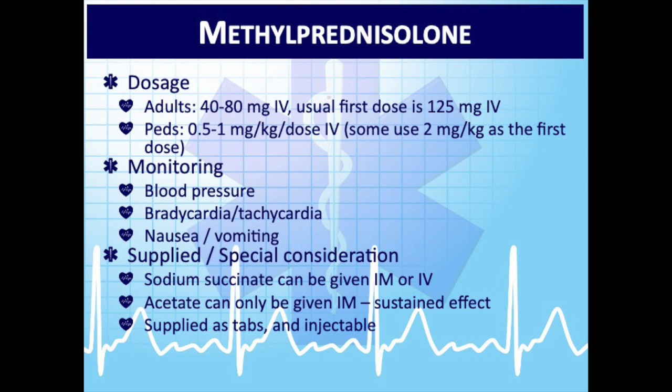So take a look at your vials really close. There's a sodium succinate that can actually be given IM or IV. If you give it IM, absorption is pretty quick. IV also starts working pretty quick. There's also a methylprednisolone acetate. It doesn't come in the Act-O-Vial, so you don't push the solution down and then reconstitute it. This already comes in solution itself. So that is something that can only be given IM. You can't give it IV. It causes a lot of burning.